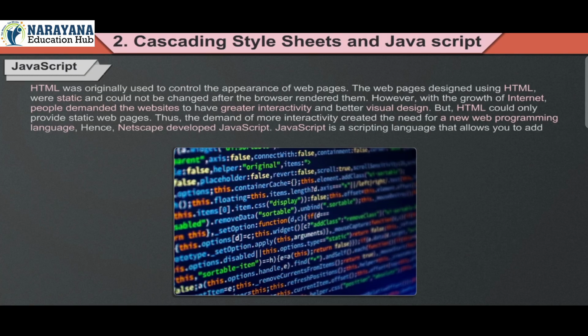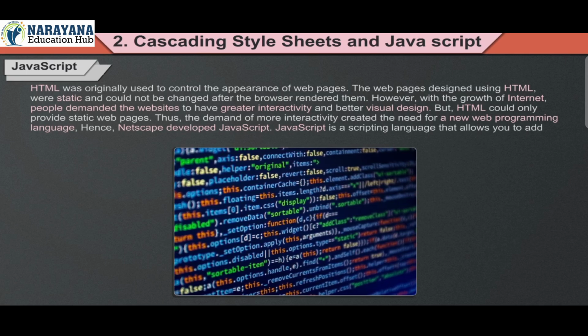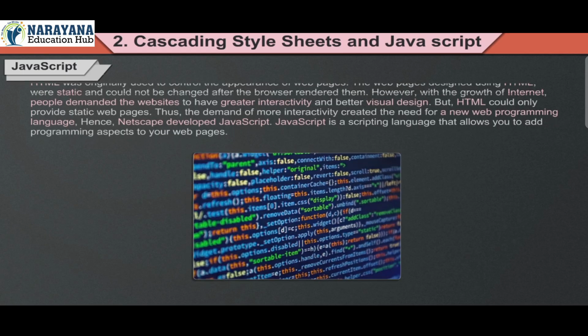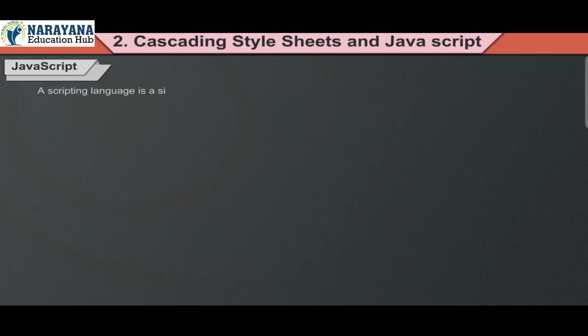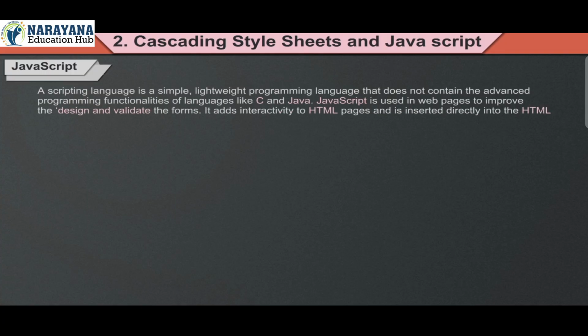Hence, Netscape developed JavaScript. JavaScript is a scripting language that allows you to add programming escapes to create web pages. A scripting language is a simple, lightweight programming language that does not contain the advanced programming functionalities of languages like C and Java. JavaScript is used in web pages to improve the design and validate the forms.